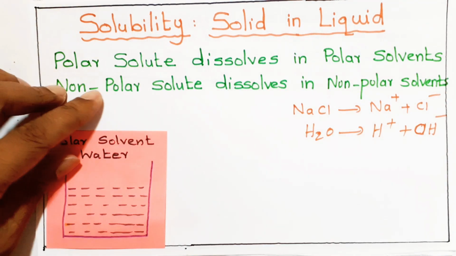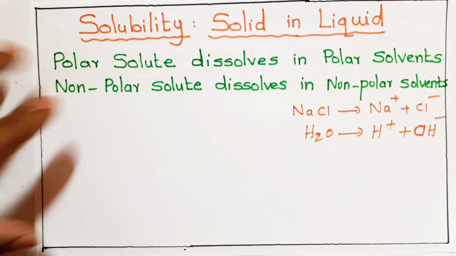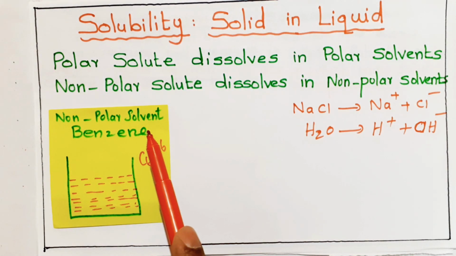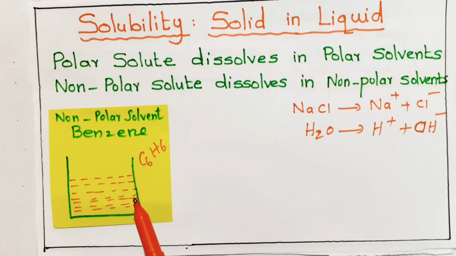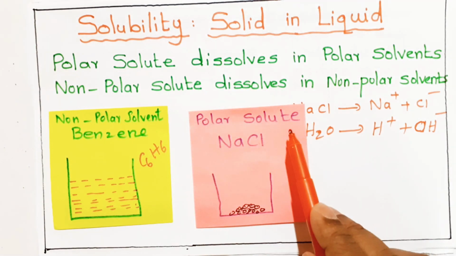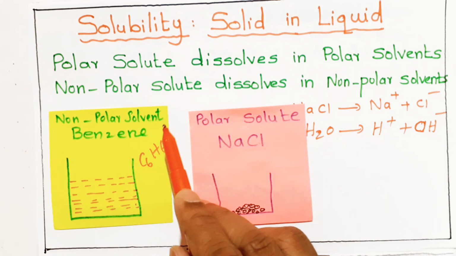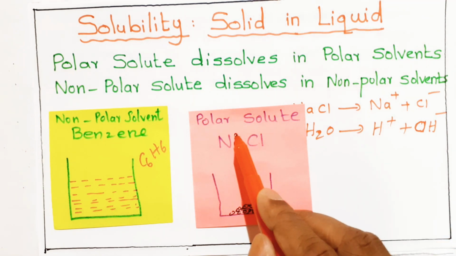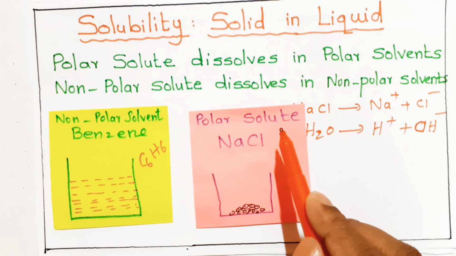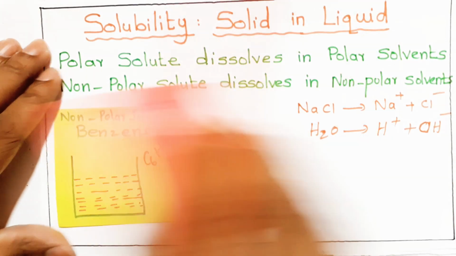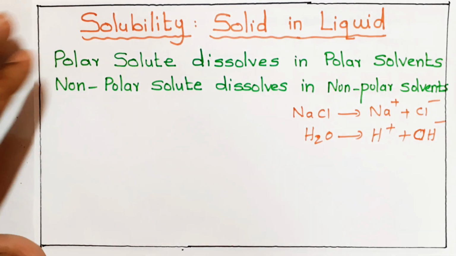Similarly, we will take another example. I'll take non-polar solvent benzene. To this I will add polar solute. So I want to add polar solute sodium chloride into non-polar solvent benzene. Will it be dissolved? No, because we know polar solute will get dissolved only in polar solvents. Hope you understood this solubility concept.